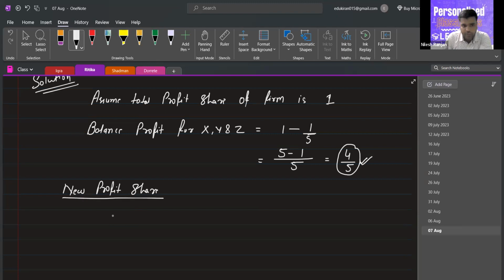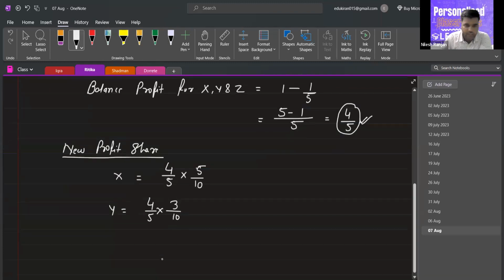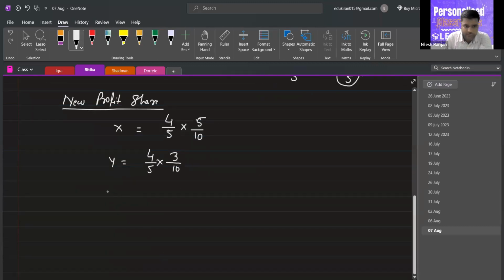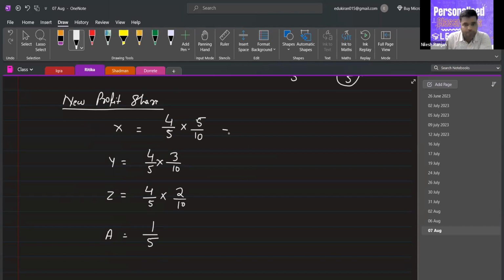New profit share for X, it will be 4/5 into his old profit sharing ratio, 5/10. For Y, it is 4/5 into 3/10. And for Z, it is 4/5 into 2/10. And we know the new share of A, that is 1/5.